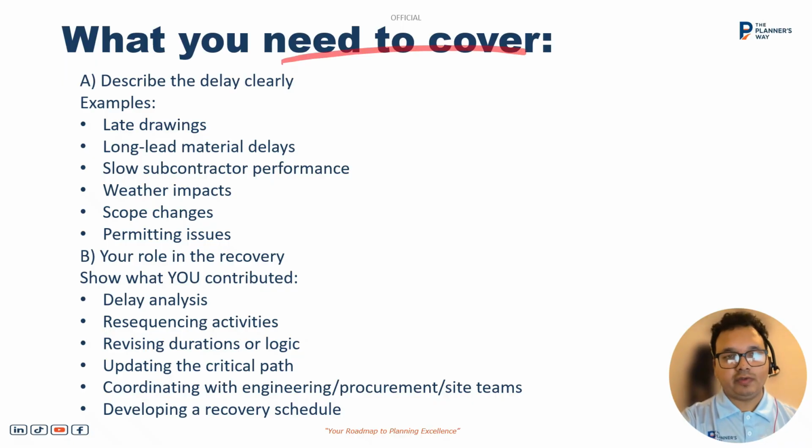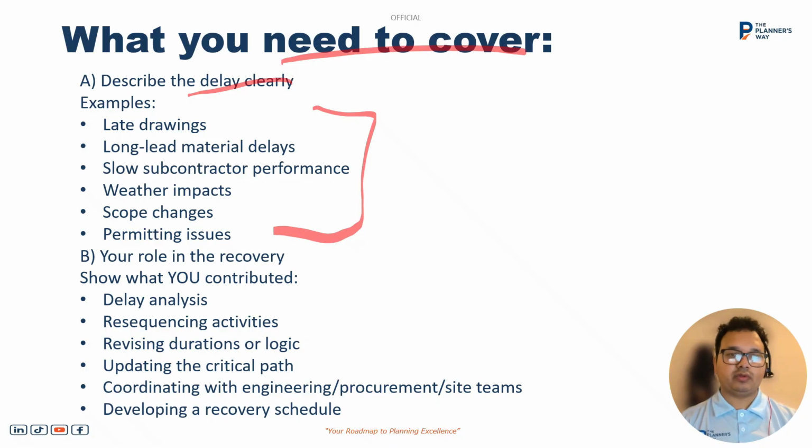There may be different reasons for the delay, so we need to describe the delay clearly. Some examples of delay can be late drawings, long lead material, slow subcontractor performance, weather impact, scope change, permitting issue. Those can be potential examples of delay for a project.